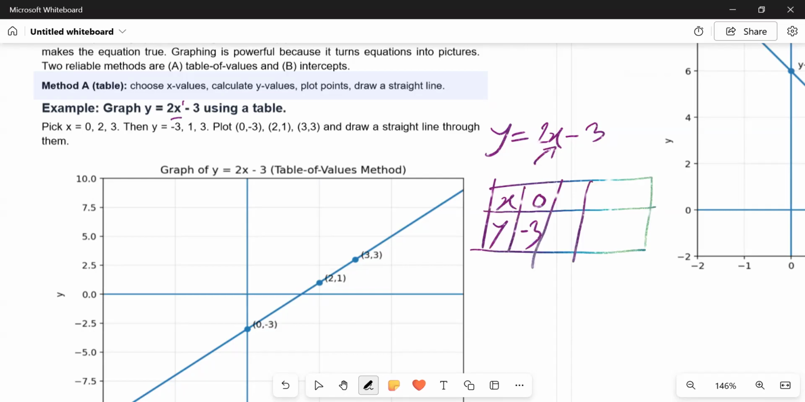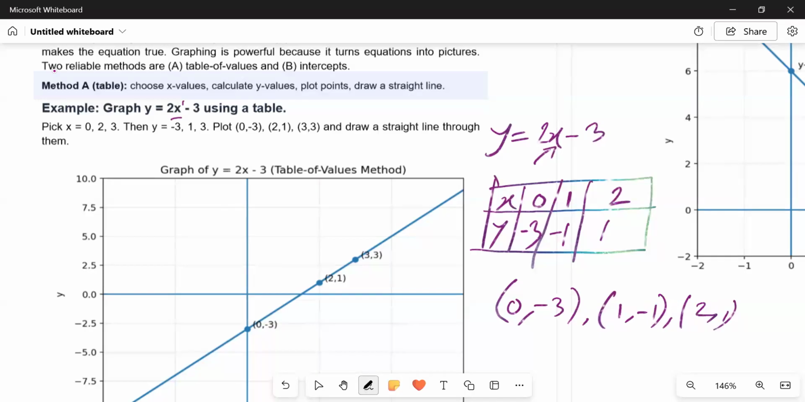Now let me plot the value of x as 1. So I put 1 here. So it is going to be -1. Now let me put the value of x as 2. 4 minus 3 is going to be 1. Okay, if I plot it here, so to plot, let us plot the values here.